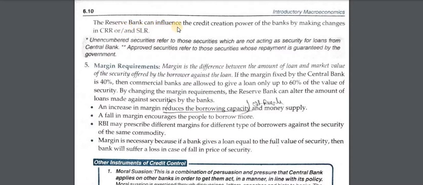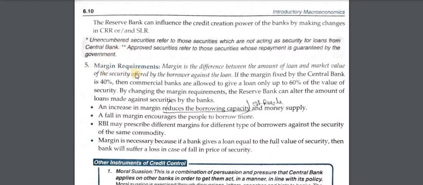The Reserve Bank can influence the credit creation power of banks by making changes in CRR and SLR. Unencumbered securities refer to those securities which are not acting as security for loans from the central bank. Approved securities refer to those securities whose repayment is guaranteed by the government.